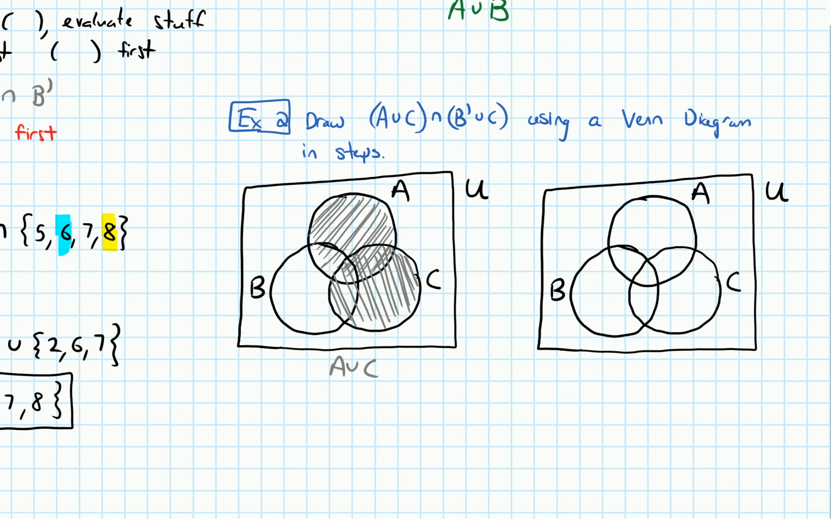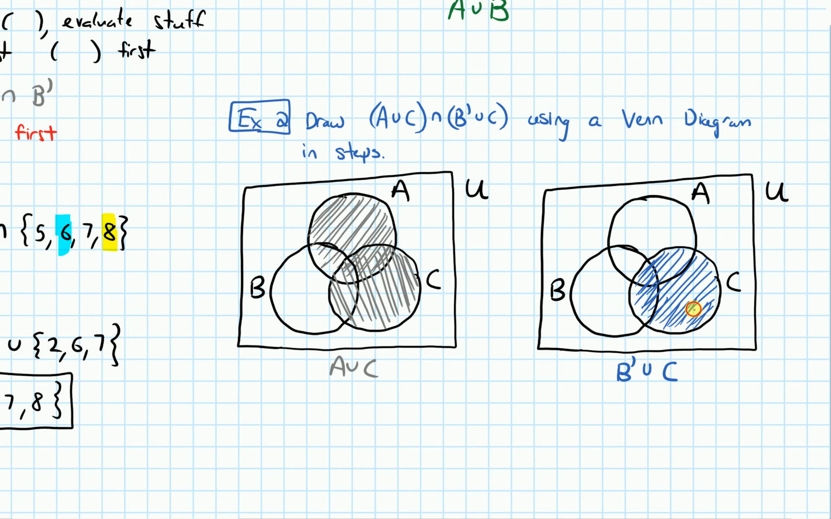All right, so I've copied in the initial Venn diagram I had when it was empty. But this time, let's draw in B complement union C. So for this, I need to shade in everything that's in B complement, the stuff outside of B, as well as the stuff that's in C, and the stuff that's in both of them. Okay, so let me start with C. So I'll shade in all the elements that are in C, so that's the circle C.